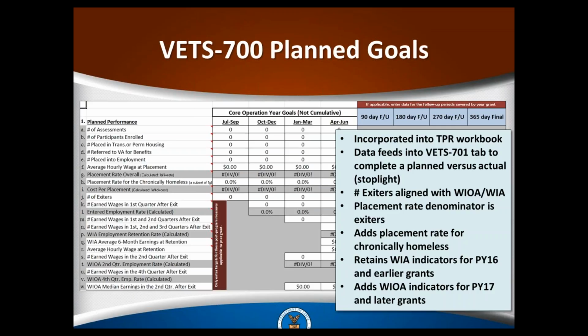And some of the grants still have, for example, an entered employment in the first quarter after exit goal that they're still reporting on. So we'll phase out the WIA indicators beginning in PY17. But they're here right now because of the types of grants and the different types of indicators they have. It also adds in the WIOA post-program employment earnings indicators for PY17 and later grants, or 16 and later grants, excuse me. Next slide, please.